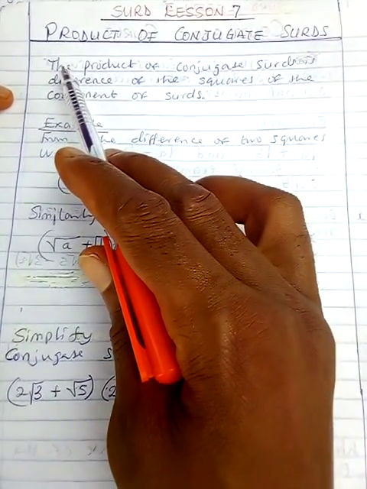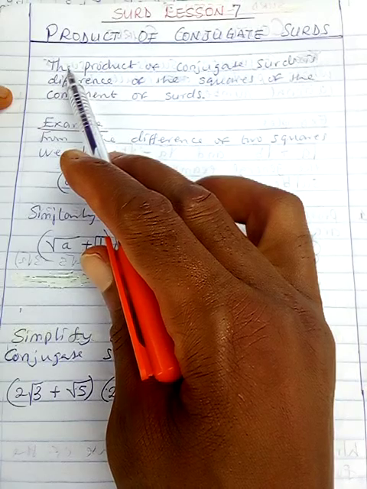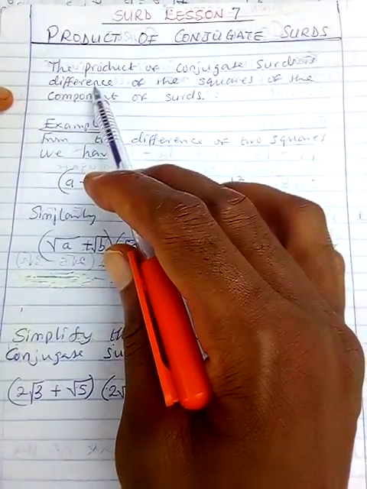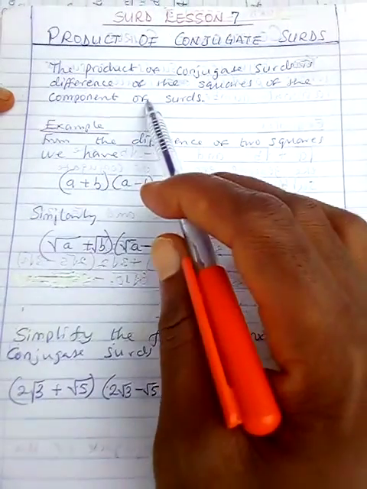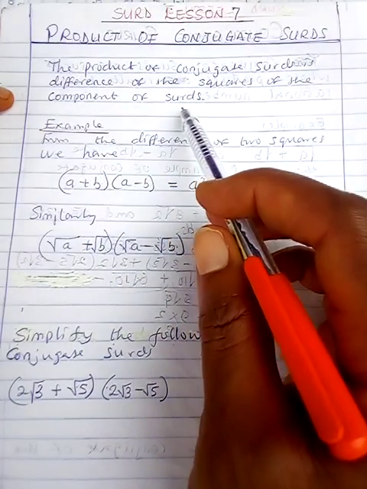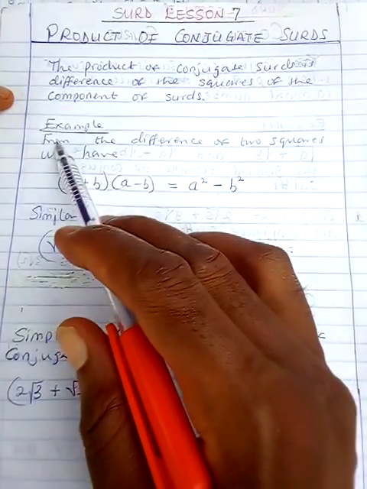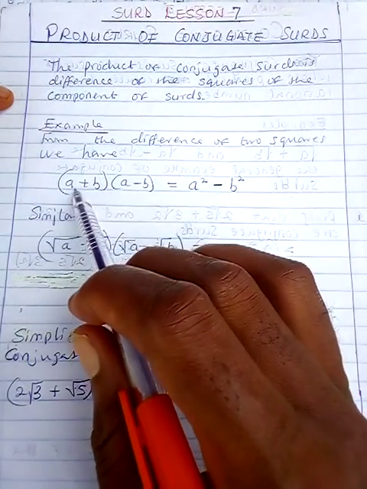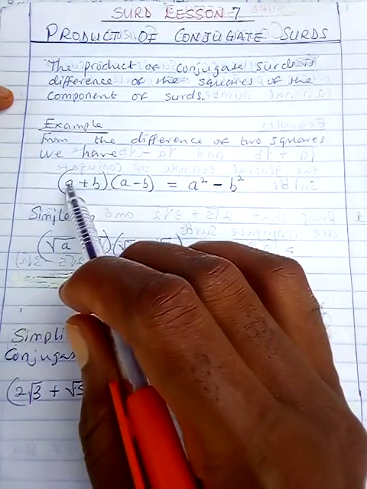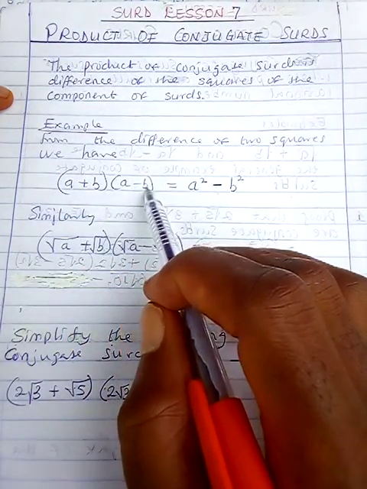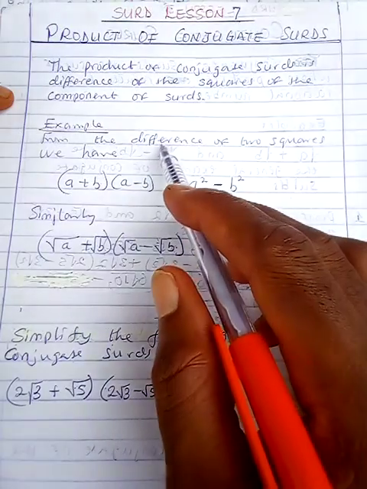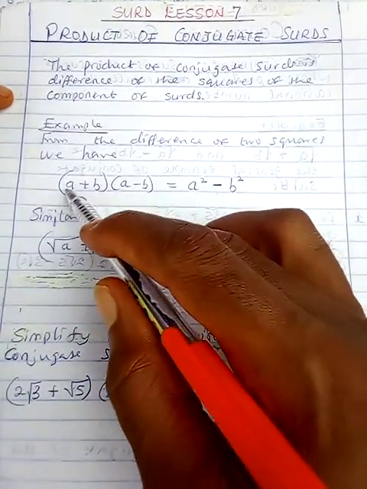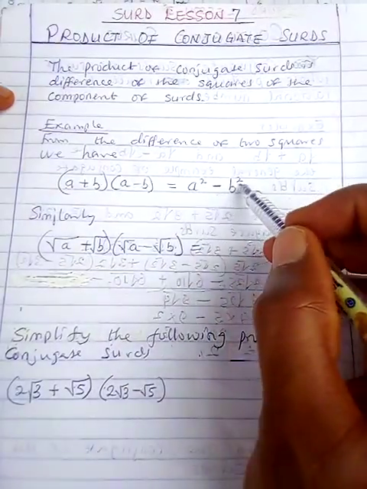Now, to give us a direct definition or method, the product of conjugate Surd is the difference of the squares of the component of the Surd, or the element of the Surd. Now we're going to see that. Remember that from the difference of two squares, if these are Surd, we see that they are conjugate. So here, a plus b multiplied by a minus b. If you solve this from our difference of two squares, it is going to result to a square minus b square.